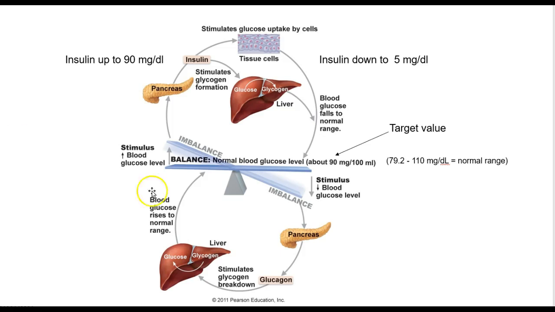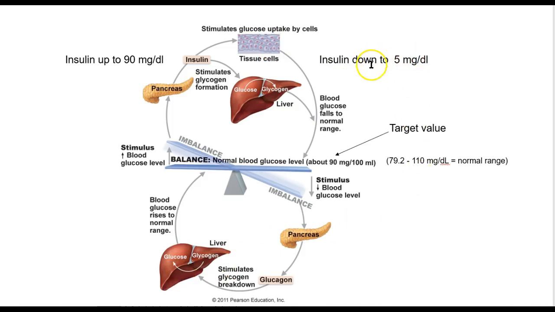Is there a target? And here is blood sugar normal range between 72 and 110 milligrams per deciliter. Normal, the target that your body is happiest with for most people, is 90 milligrams per deciliter. That's what 100 milliliters is. And if you get outside of this range here, that is when insulin gets released or glucagon gets released. So the normal range for insulin, up to 90 milligrams per deciliter and down to 5 milligrams per deciliter.